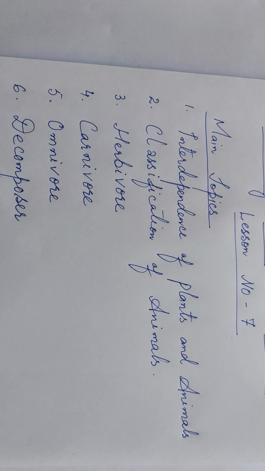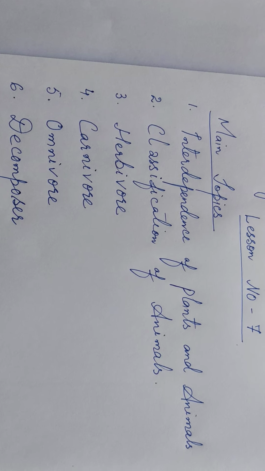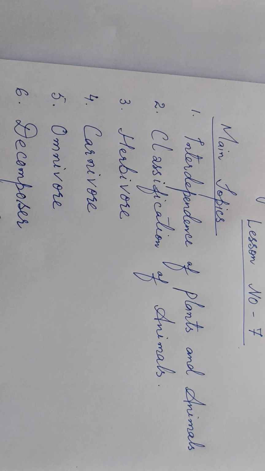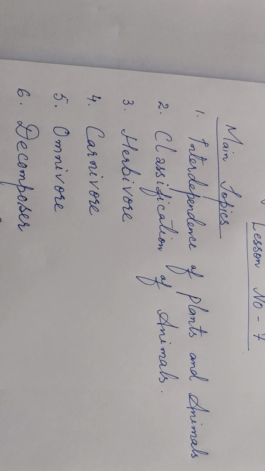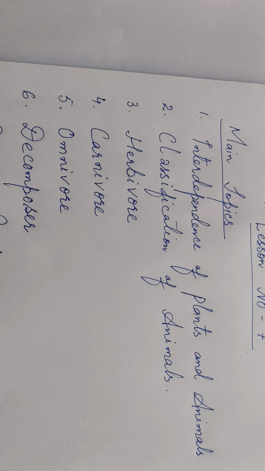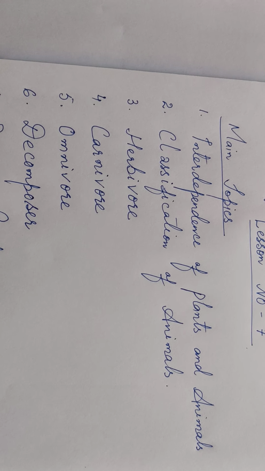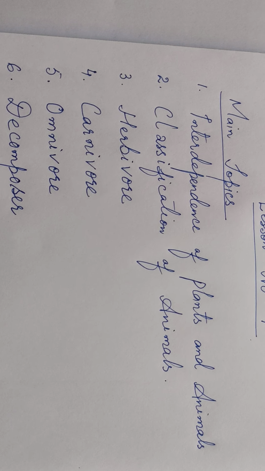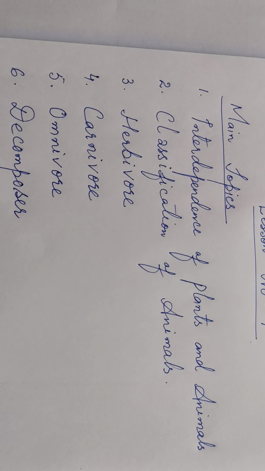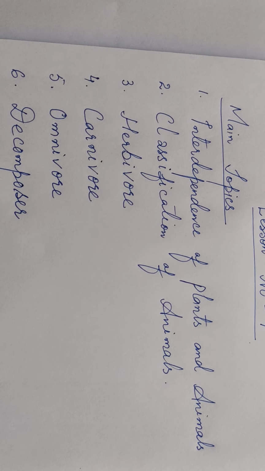They are also the primary consumers because they eat plants. Now the second category is carnivores. Animals that eat the flesh of other animals are known as carnivores, for example, lion, tiger, etc. Some birds are also carnivores, like eagle, vulture and kite.